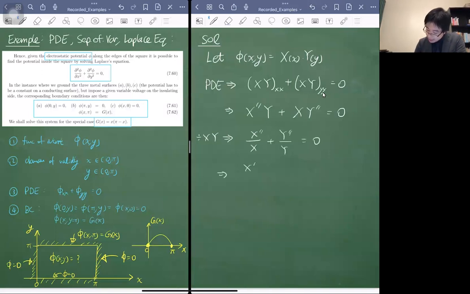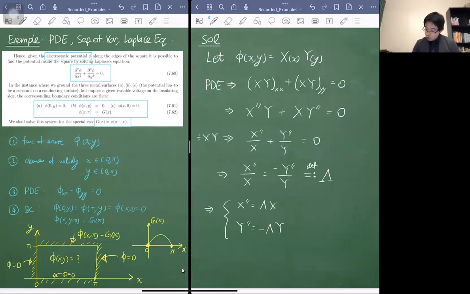And if we now try to separate them, with purely a function of x and purely a function of y, we can define this as equal to a constant, okay? So we'll call that lambda, which means by the logic of separation of variables, this splits into X double dash equals lambda X and Y double dash equals minus lambda Y.